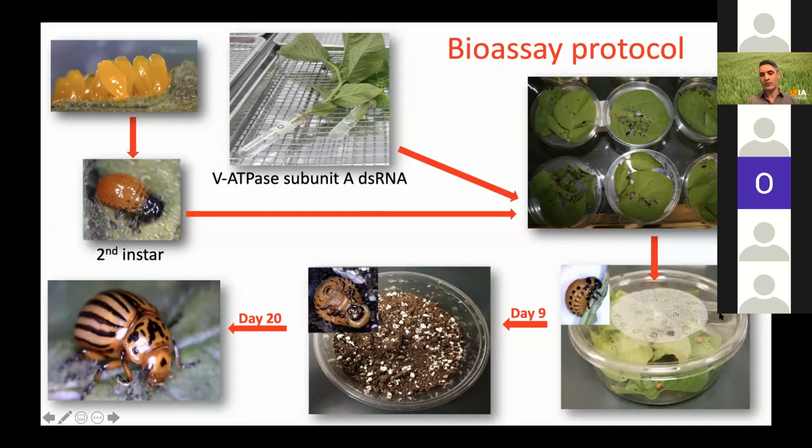They would be changed to bigger containers as they grew in size. And around day 9 or 10, they would be moved as pre-pupae to soil containers where they would undergo pupation, and then eclose at day 20 as adults. What we think was important in our protocol is that we use this emergence of adults as our endpoint, rather than mortality at the larval or pupal stage, to really determine the toxicity of this double-stranded RNA.